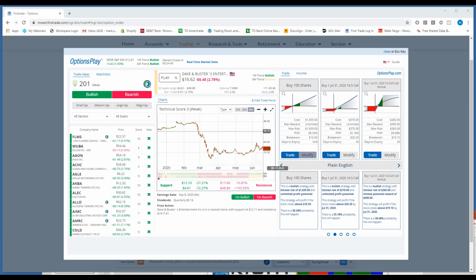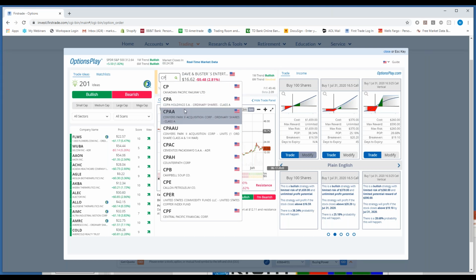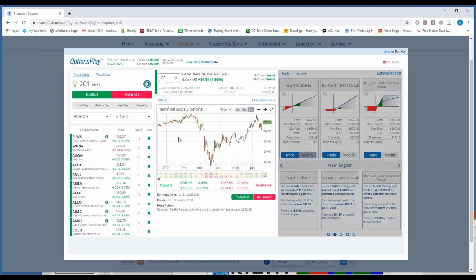What is it, CP? Rich, I'm not sure what CP is. I'll put it in. I don't have the set for calendars, but I will set it up. CP is Canadian Pacific Railway.